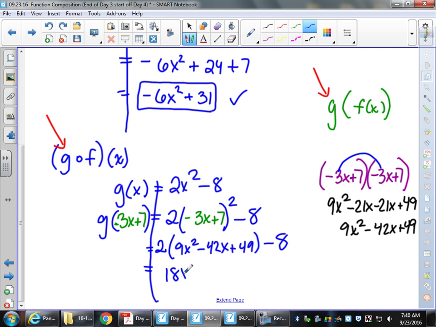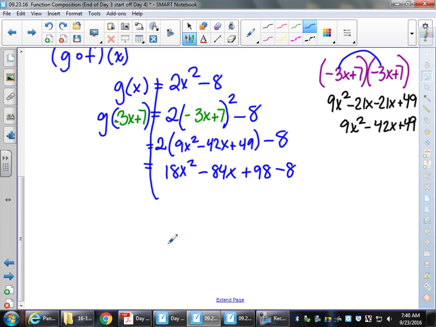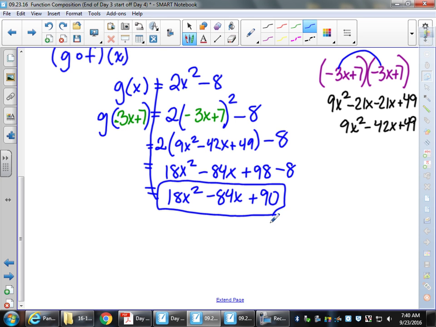So I get 18x squared. Keep going. Am I done? Super close though, right? We're just going to combine like terms here at the end. So 18x squared minus 84x plus 90. And we are done. So yes, when so much of this is based in our algebra, one little typo in our work could send us all awry. So pay attention to the little details.